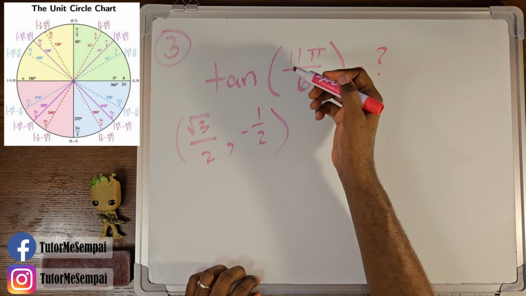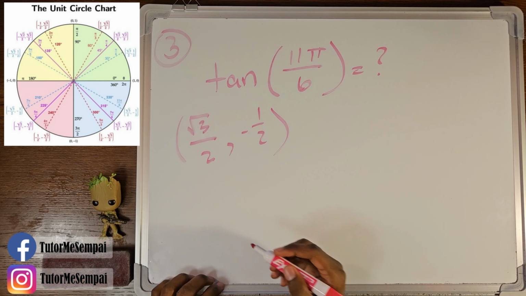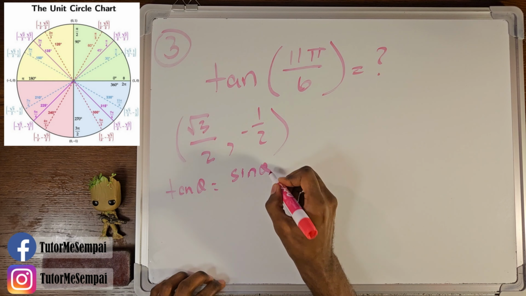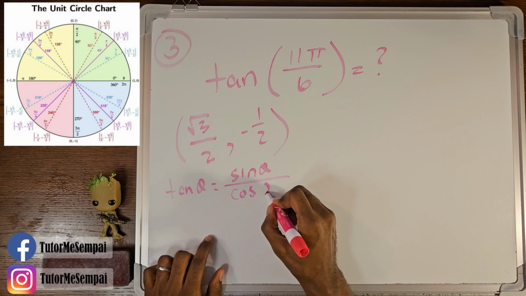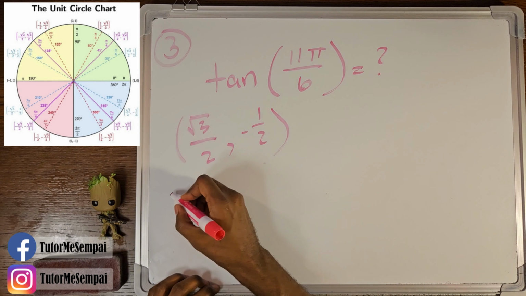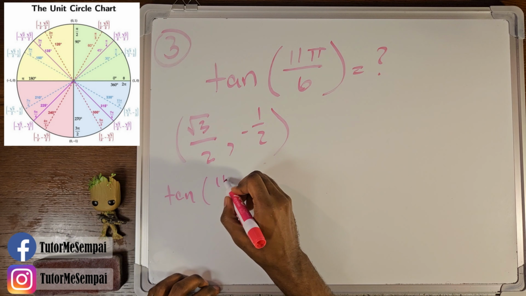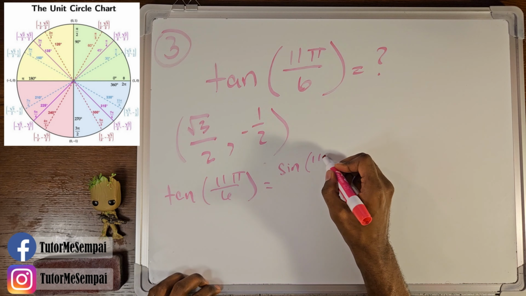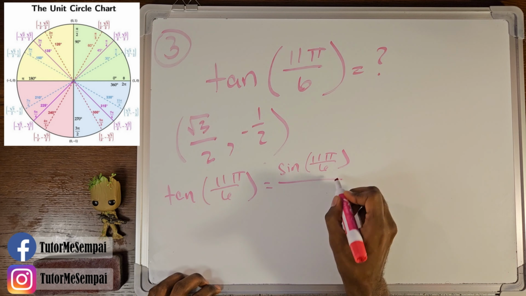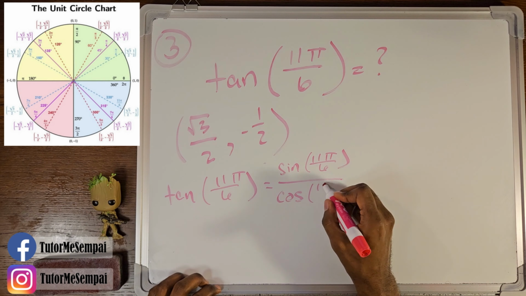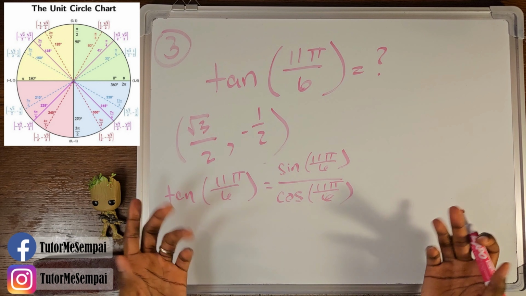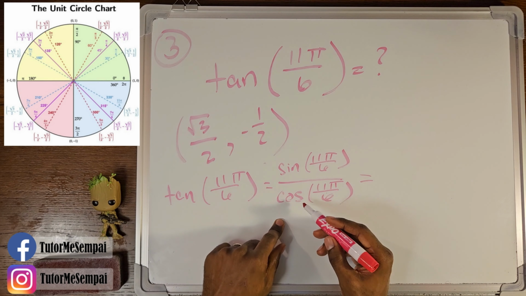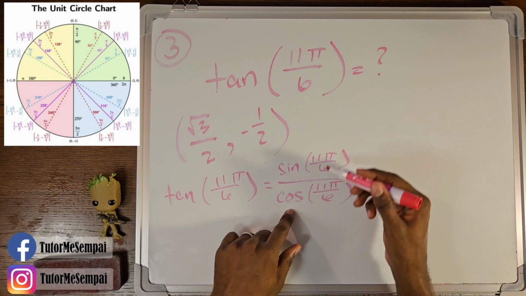So what do we need to do to figure out what tangent of 11 pi over 6 is? Well, remember, tangent of anything is going to be sine of that same thing over cosine of that same thing. So we can rewrite this as tangent of 11 pi over 6 is going to be sine of 11 pi over 6 divided by cosine of 11 pi over 6. So now that we've written this out, all we have to do is figure out what is sine of 11 pi over 6 and what is cosine of 11 pi over 6 and divide them accordingly.